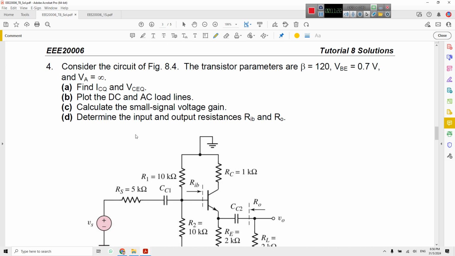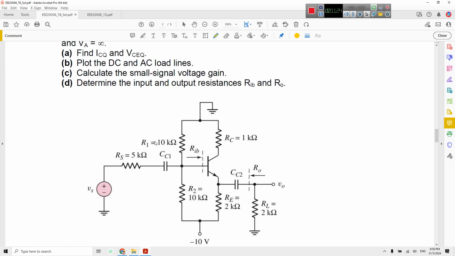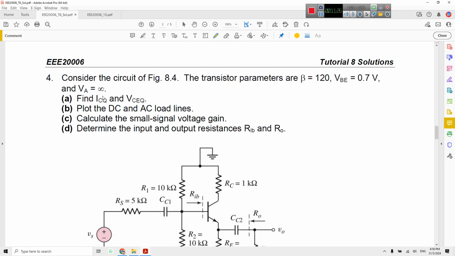Next, the circuit is given. It asks you to find ICQ, VCEQ, plot the DC and AC load lines, calculate the small signal parameters, and determine the input and output resistances, RIB and RO. Beta is given as 120, VBE is 0.7, and VA is infinity.